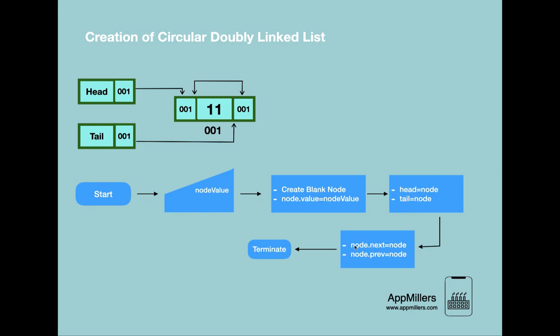Then the next step, we need to update the next and previous references of this node. In circular double linked list, we know that the first node's previous reference points to the last node and the last node's next reference points to the first node. As this is the only node in circular double linked list, both next and previous references have to point to itself. So we set both of them to node, which is itself. Then we terminate our algorithm. Now based on this algorithm, let's switch to Visual Studio Code and create the creation method for circular double linked list.